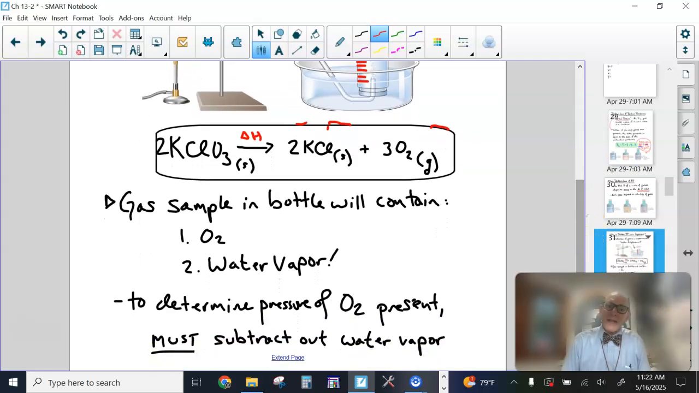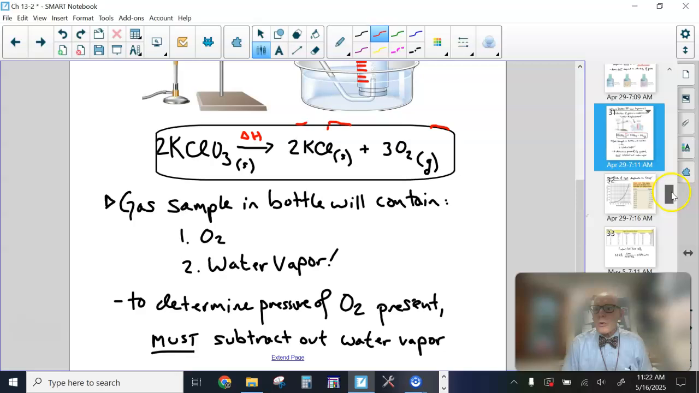So how do we get rid of that? To determine the pressure of oxygen, then we have to subtract out the water vapor pressure, and that's using Dalton's law of partial pressures. So how the heck do we magically pull out the pressure exerted by an individual gas from a mixture of gases?